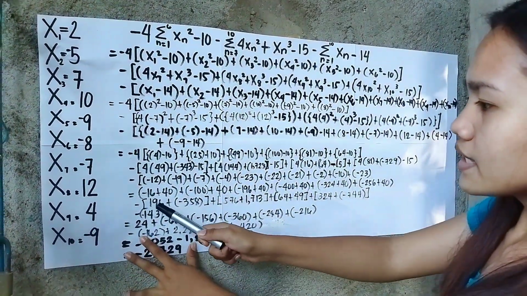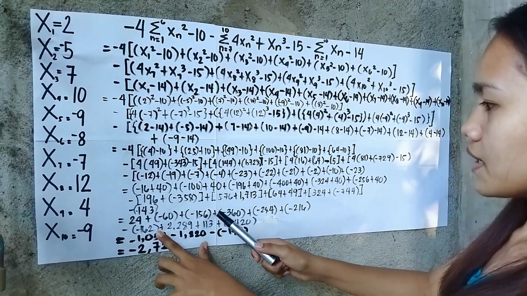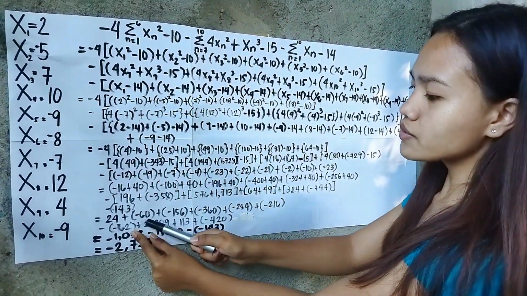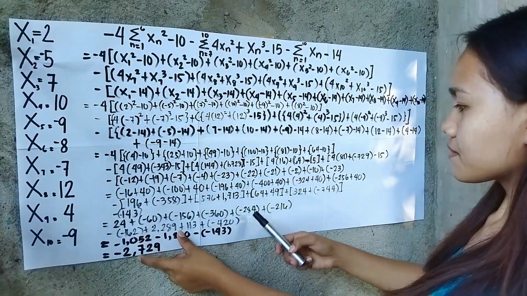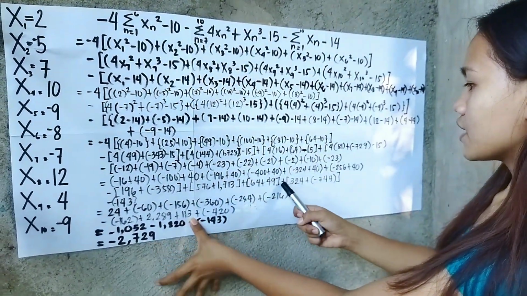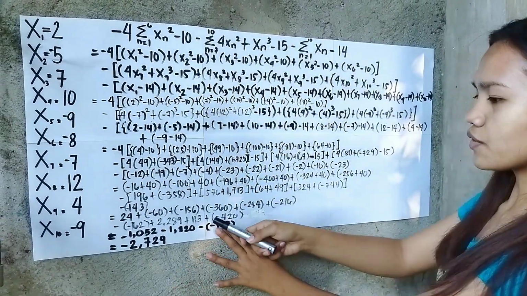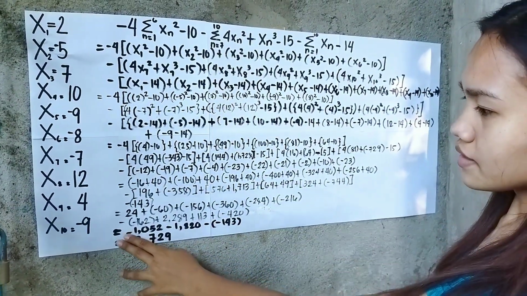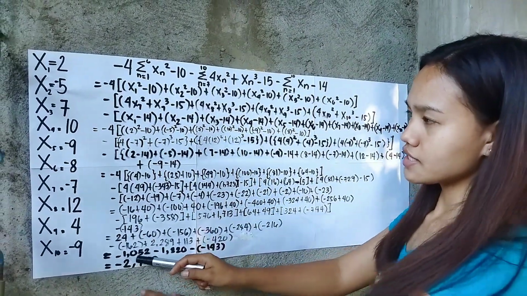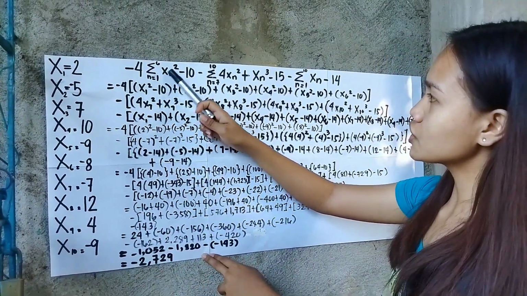Then 196 plus negative 358 equals negative 162, plus 576 plus 1713 equals 2289. Then 64 plus 49 equals 113. Then 324 plus negative 744 equals 420. Then for the answer here, we just combine all the answers of each summation.